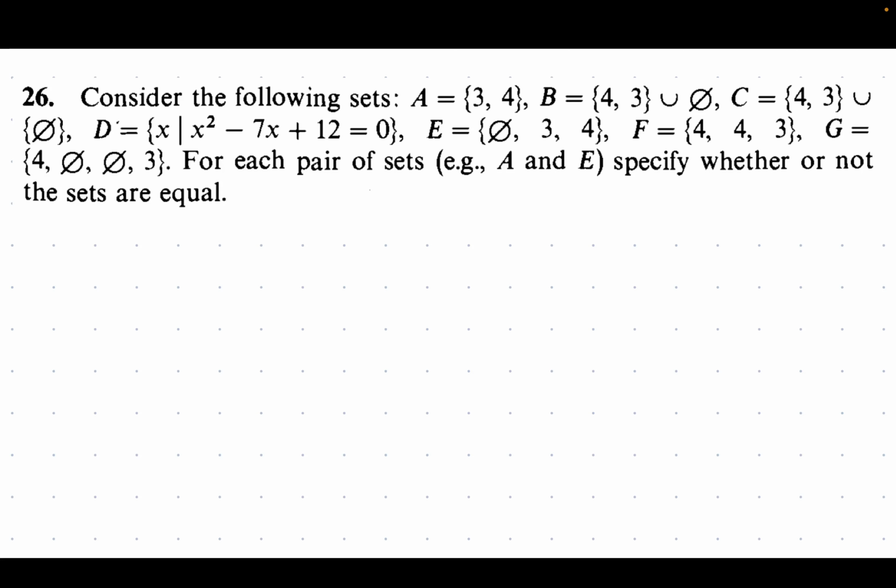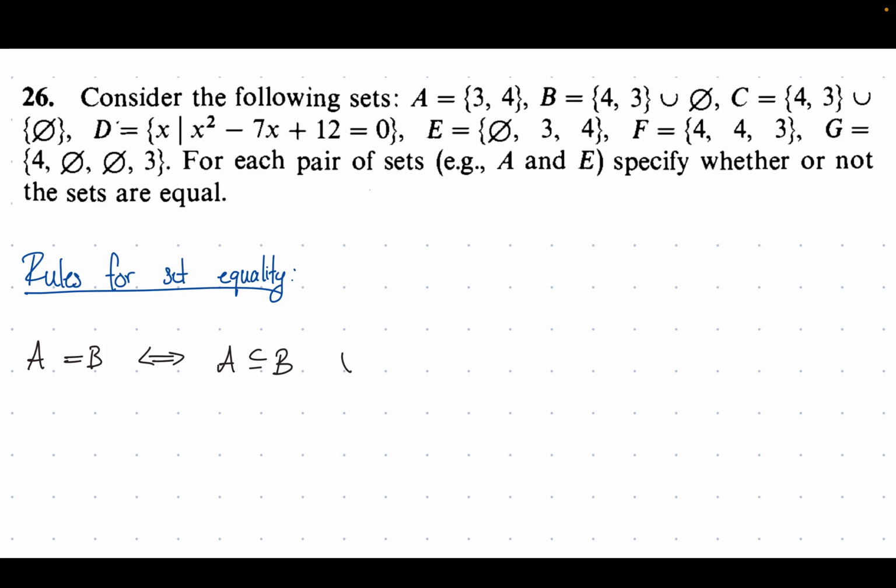So let's call them rules for set equality. So recall that sets are defined to be equal. A is equal to B if and only if A is a subset of B and B is a subset of A. Now, what this tells us is that we have quite a bit of leniency in terms of what sets we call equal.